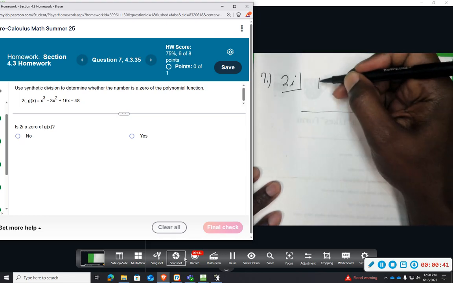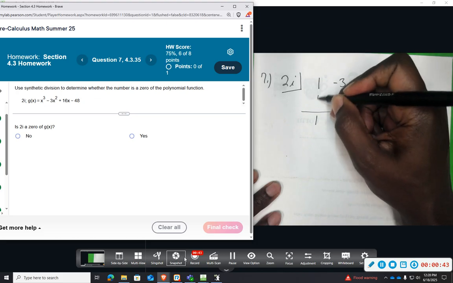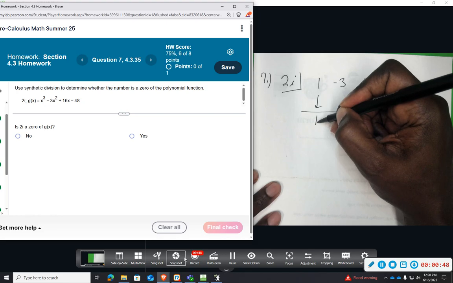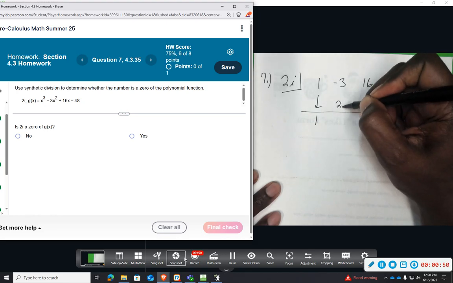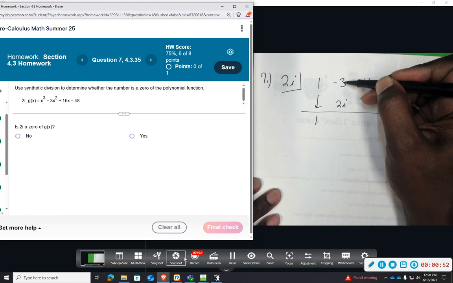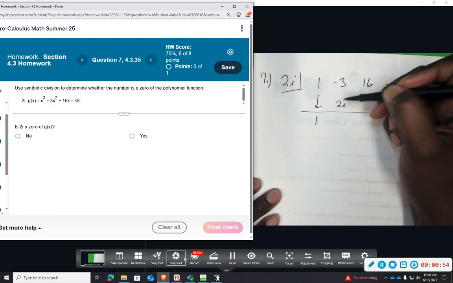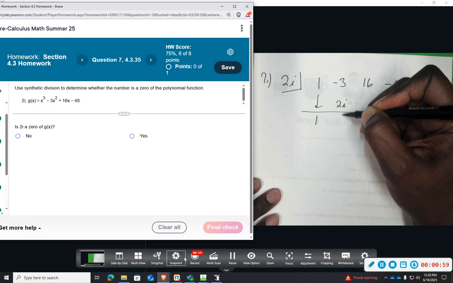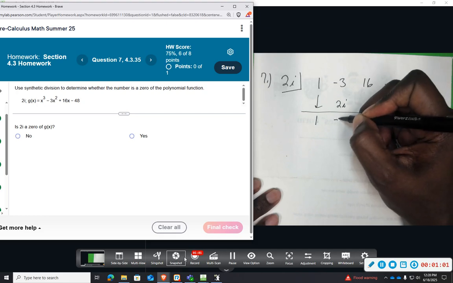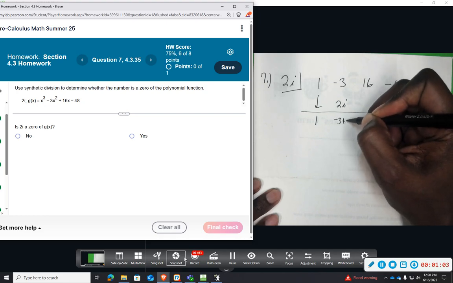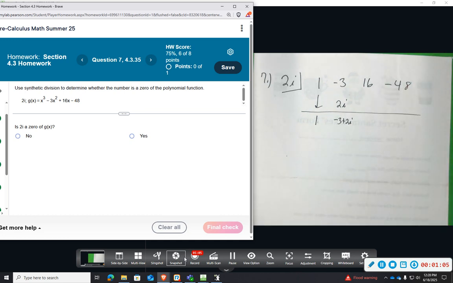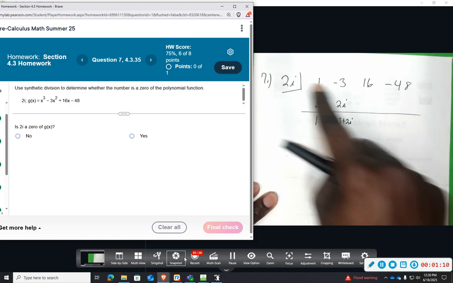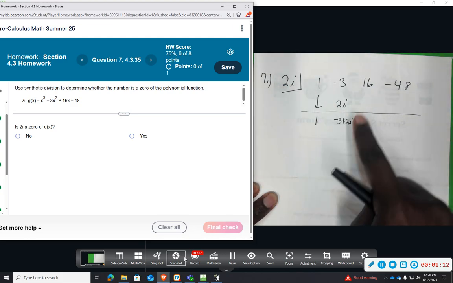So same thing, we're going to bring our first term straight down. 2i times 1 is going to be a positive 2i. Now, 2i and 3 are not like terms, so when I combine these, it's going to be a two-term item. So I'm going to have a negative 3 plus 2i. Okay, now from this point, when I multiply 2i, I got to distribute. So I'm going to do 2i times the negative 3 and 2i times 2i.